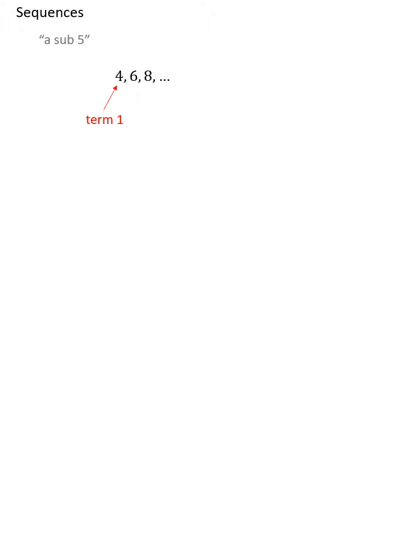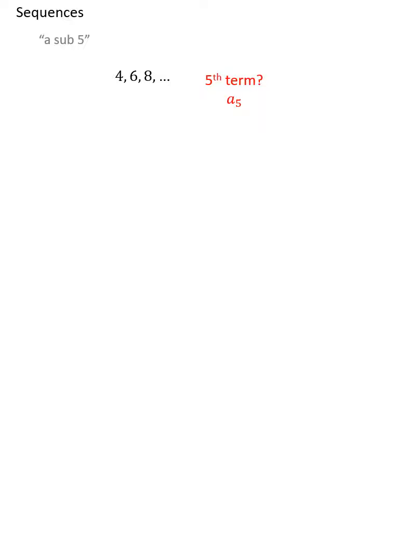Each number in a sequence is called a term. So we call this the first term, the second term, the third term. 10 is most likely the fourth term, and so on. Now, rather than use the word term, we use the letter A. So when we say A1, which is also pronounced A sub 1, meaning A with a subscript of 1, we're talking about the first term. When we say A2, we mean term 2, or the second term. A3 is the third term, and so on.